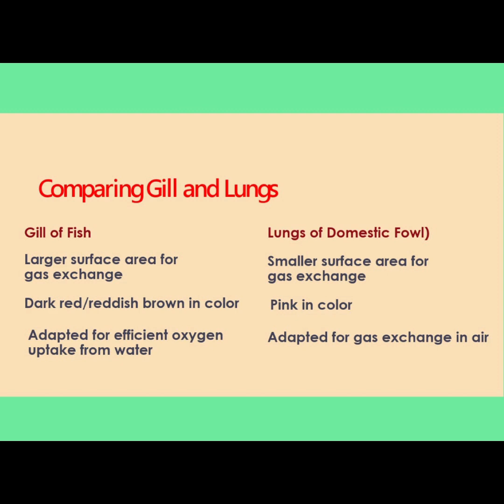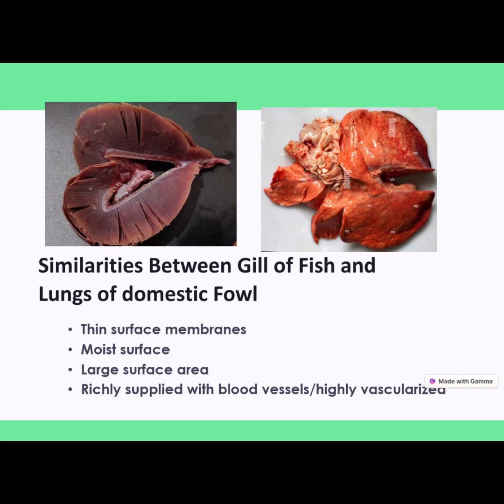Now, the similarities between gill of fish and lungs of domestic fowl: they both have a thin surface membrane, they are both moist, they both have a large surface area, and they are both richly supplied with blood capillaries.